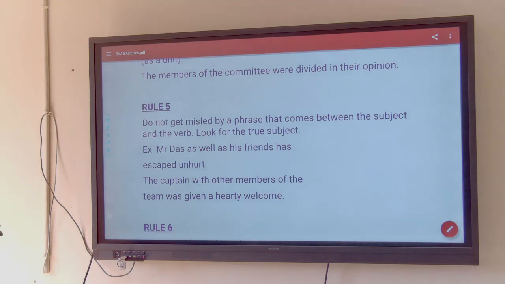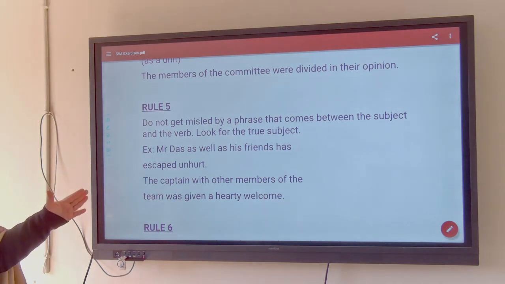Example, let's take when we're using the conjunction as well as. When we say Mr. Das as well as his friends, we are taking Mr. Das and his friends as one single identity. We're not considering them as a plural subject. We're taking them as a singular identity, counting all of them together, which is considered as singular. So we will use has here.